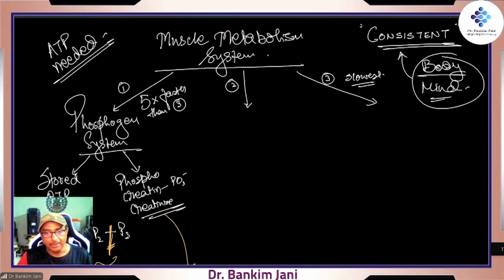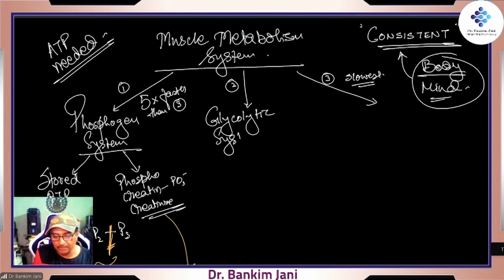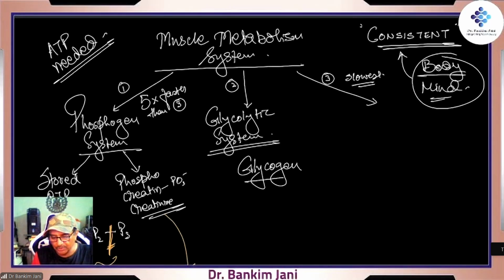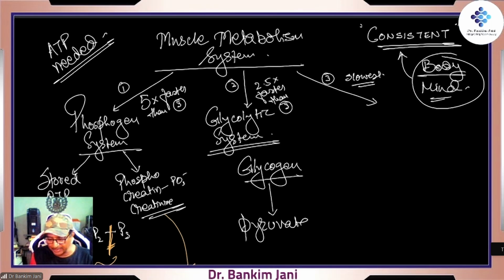Now, this system is a very special system. It is what is called the glycolytic system. So our big storage is glycogen, right? Glycogen which is stored. Now this system is 2.5 times faster than our system 3. Right? System 3, that is the slowest. So this glycogen gets converted to pyruvate or pyruvic acid.